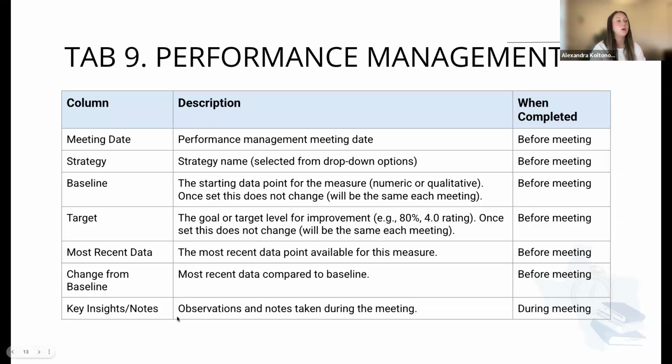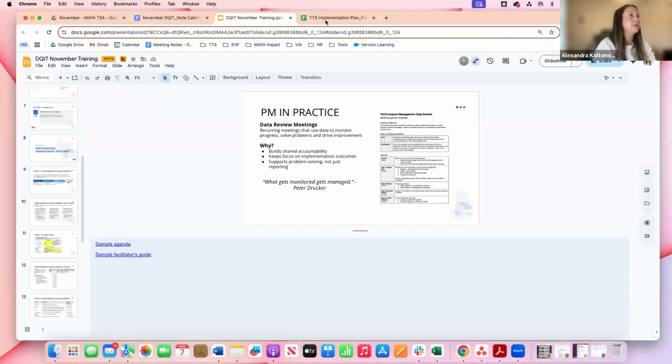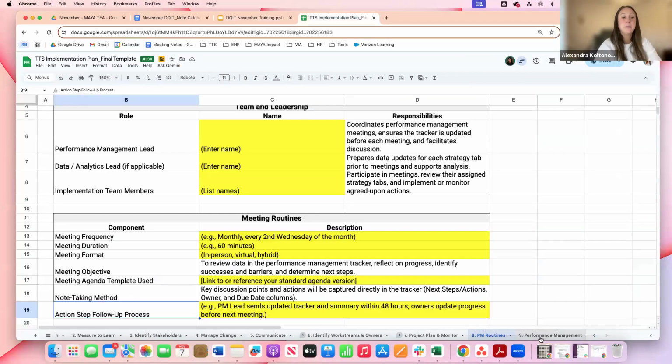And then lastly, this is the only piece that's updated during the meeting, the key insights and notes tab. This is where the performance management lead will go through and just take notes during the meeting. So really there isn't anything separate. We'll share an agenda that we've created, but all of the notes from the meeting will be recorded in this implementation plan. So everyone's on the same page of what was discussed, what data was reviewed, and then what next steps were identified.